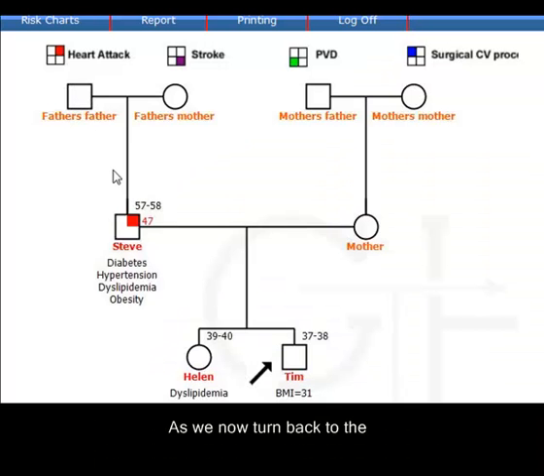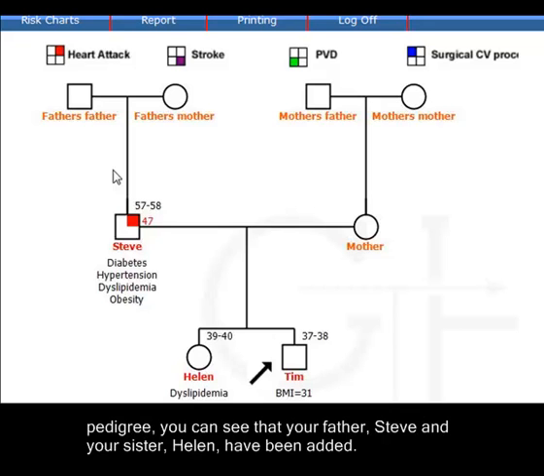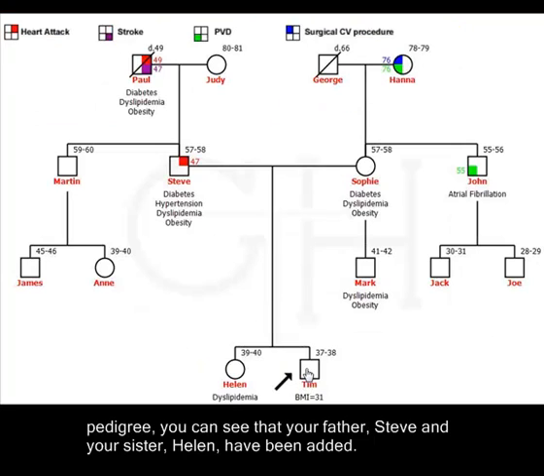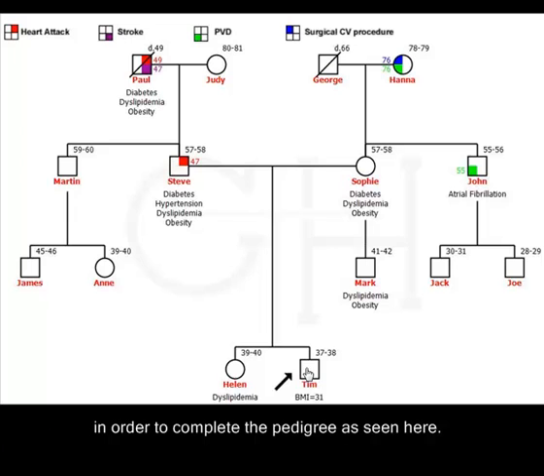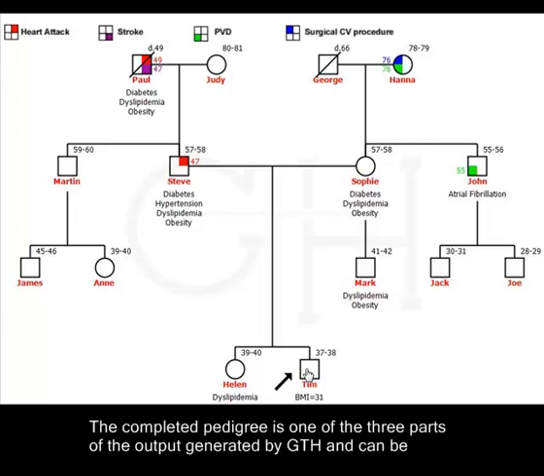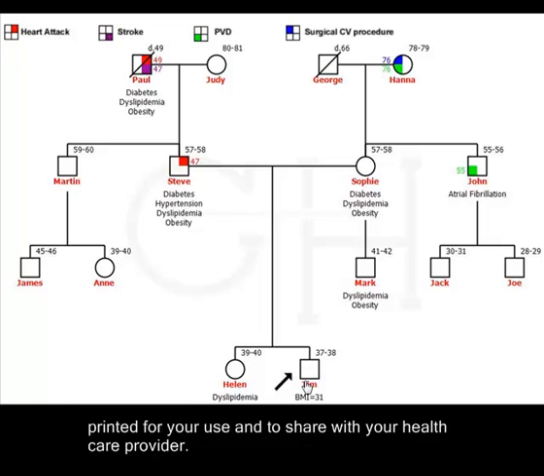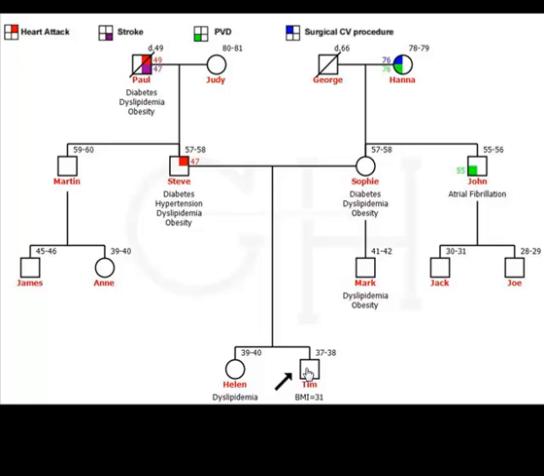As we now turn back to the pedigree, you can see that your father, Steve, and your sister, Helen, have been added. You then follow the same process with your mother, both sets of grandparents, and your children in order to complete the pedigree as seen here. The completed pedigree is one of the 3 parts of the output generated by GTH and can be printed for your use and to share with your healthcare provider.